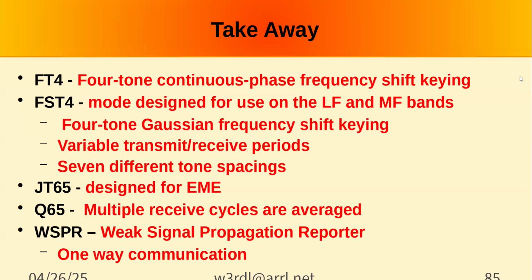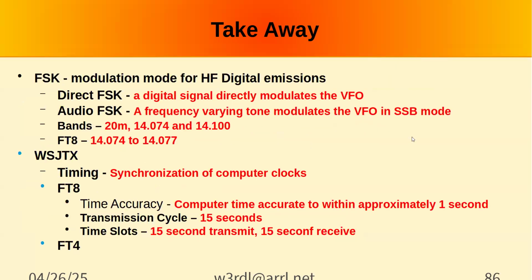JT65 was originally designed for EME. Q65 is a newer variation where they're averaging receive cycles. That's the biggest difference, plus they advertise it at 6 meters. And WSPR is the weak signal propagation reporter, mostly beacons around the world, but Pico balloons also use it. And it's one-way communications.